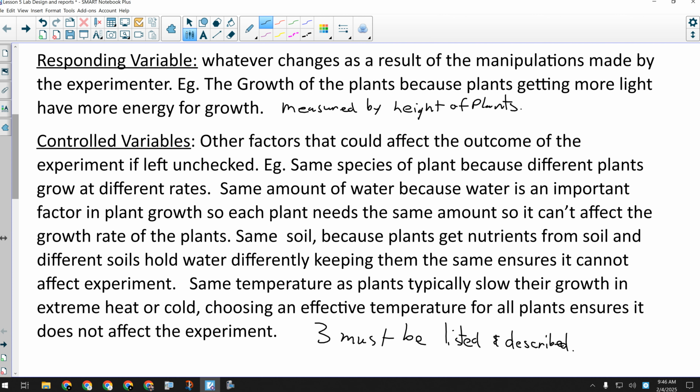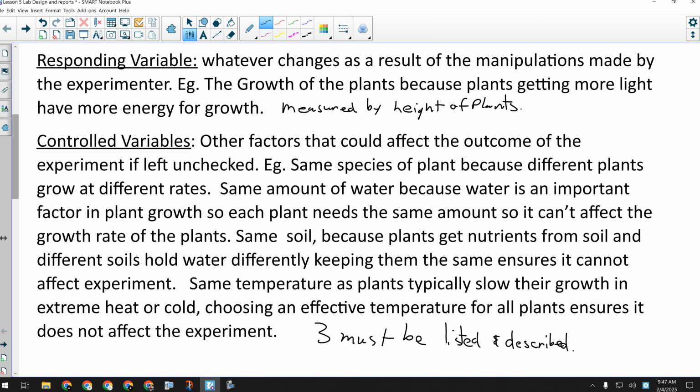Okay, so for this one here, things that we would keep the same: species of plant. Okay, different plants grow at different rates. It would hardly be fair if I had like a bean and a giant sequoia in this experiment. They're completely different plants. I'd probably just plant all beans from the same bag, and then I'd know that they're all the same. Okay, same amount of water, because water is an important factor in plant growth. So each plant needs the same amount, so it can't affect the growth of the plant. So there's identification, and here's how and why it's being controlled. In other words, it would affect the experiment this way if I didn't control it. Okay, that's going to be part of your explanation.